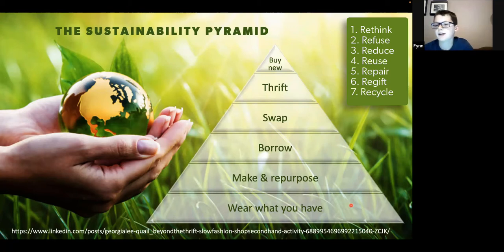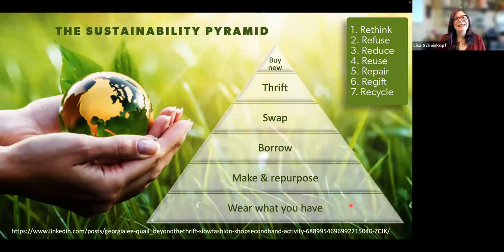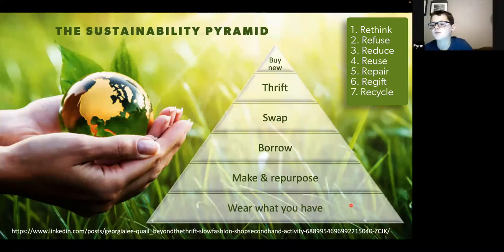And a step that it doesn't have here, just because it's an older infographic, is another step, which would be, do you actually even need it? It kind of goes with what you have. You'd be using the 7 R's. Rethink. Are you actually needing this 11th pair of jeans? Or are you fine with the other 10? And can you just wear the other 10?